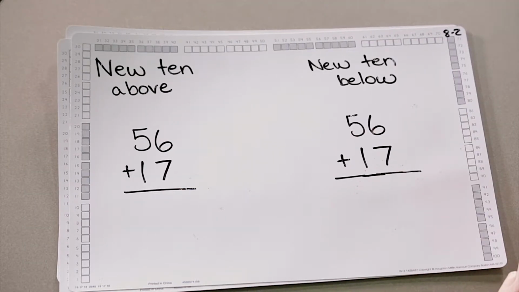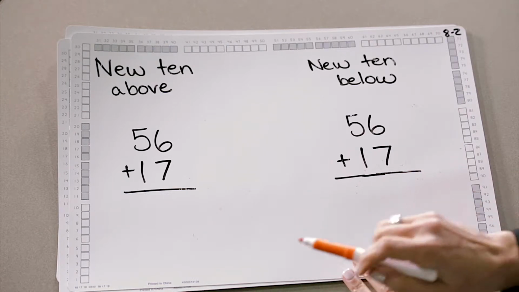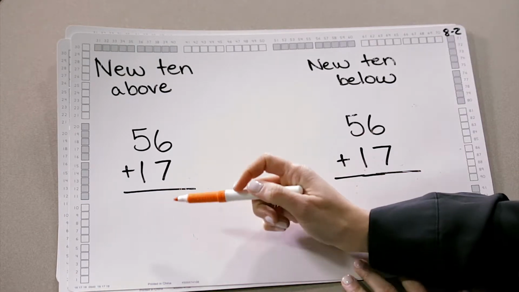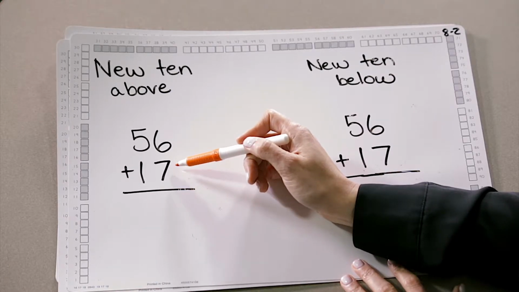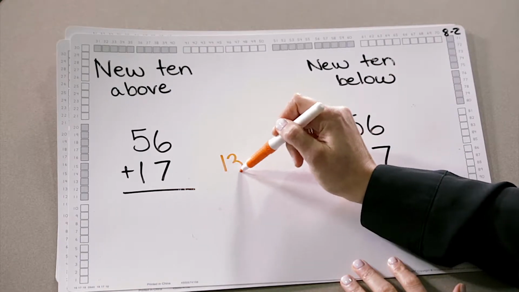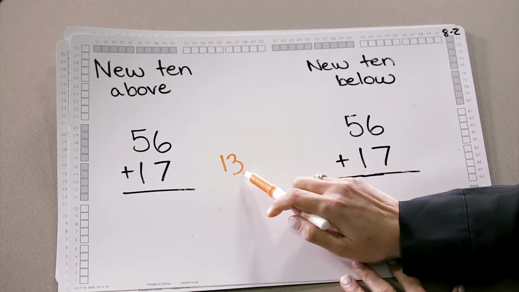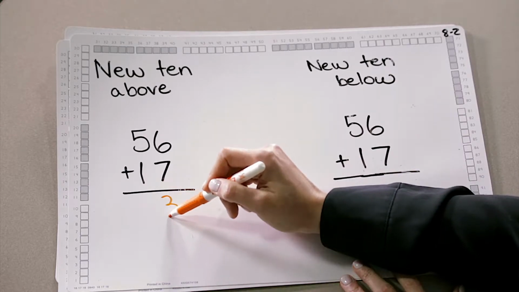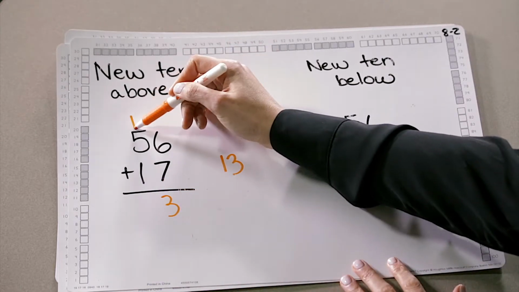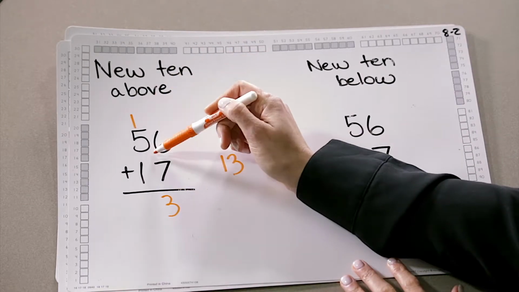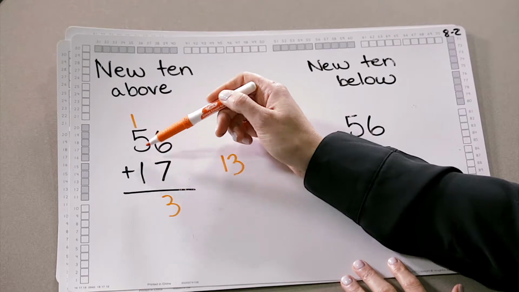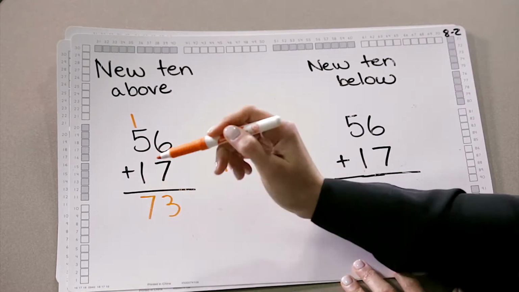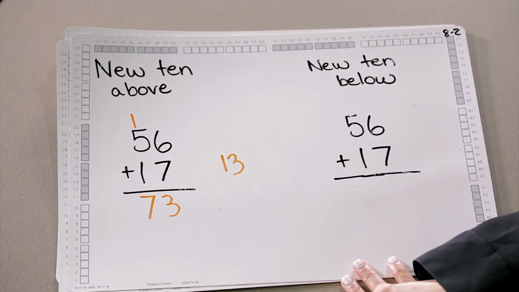A strategy the students can use to solve two-digit addition is to use new 10 above. So the students are going to start with the 1s, and they're going to do 6 plus 7, which they know is 13. So when they have 13, they know the 3 is in the 1s place, so they're going to put their 3 here, and they're going to put their new 10 above the 5, which is in the 10s column. Now they'll add all of their 10s together. 1 plus 5 is 6, plus 1 more is 7, and their answer is 73.